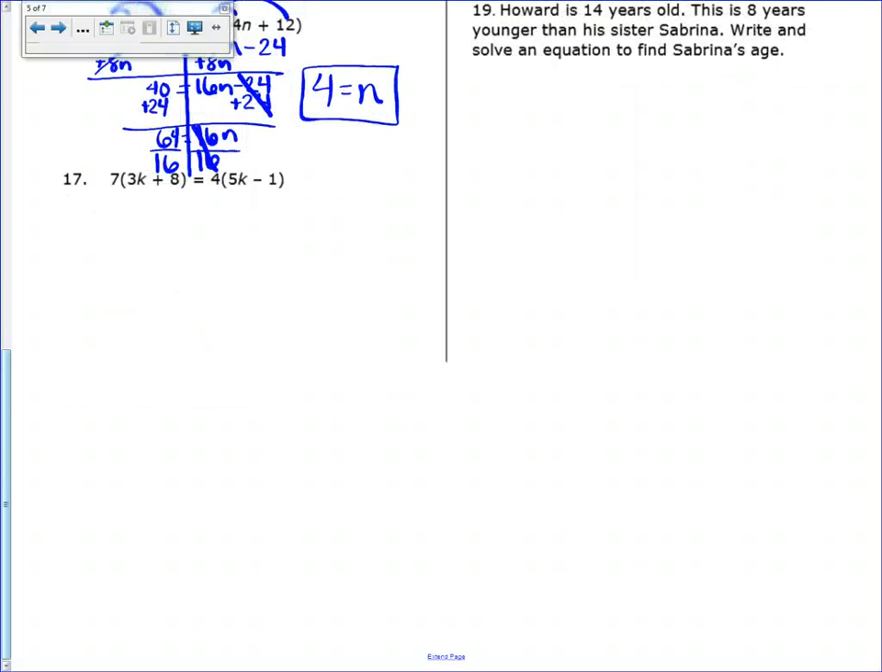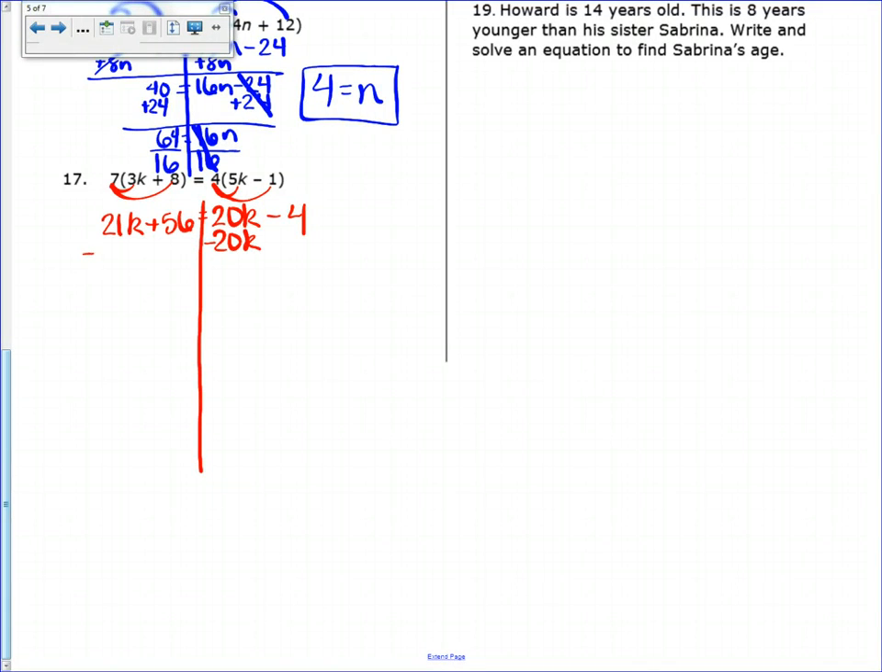Number 17. Again, we're going to distribute first. So 7 times 3 is 21k. 7 times 8 is 56. 4 times 5 is 20, and carry your variable. And 4 times negative 1 is minus 4. Remember, when you're distributing, pay attention to your positives and negatives. They will make a difference.